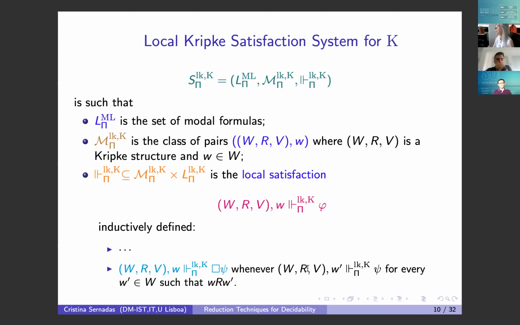One is what people would call the local satisfaction system. Basically, when you provide satisfaction, you pick up a Kripke structure, which is a model in modal logic, and a point. And you have to state when this Kripke structure and the point satisfy the formula.